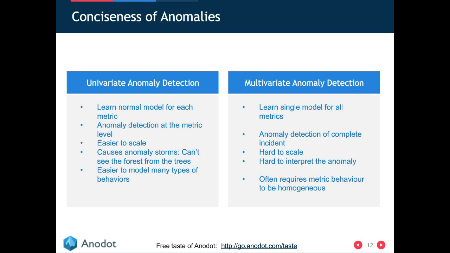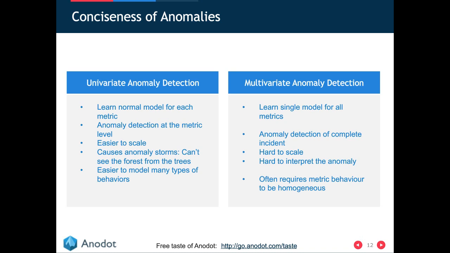The last point about the design principles is the conciseness of anomalies. So again, I'm measuring a lot of measures, a lot of metrics, a lot of time series about my business or my system, and it could be hundreds, thousands, or millions or billions, depending on the scale of the company. Now, I can choose to use univariate anomaly detection techniques, which is a lot of the techniques that are out there, or multivariate anomaly detection.